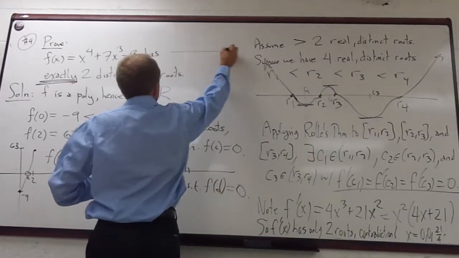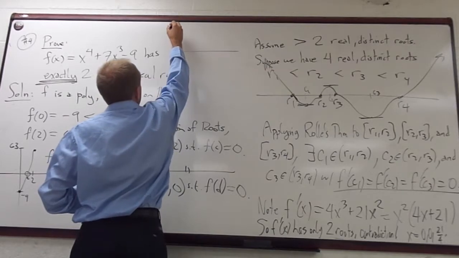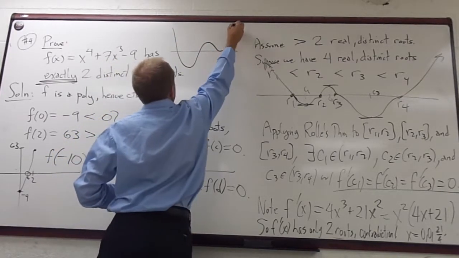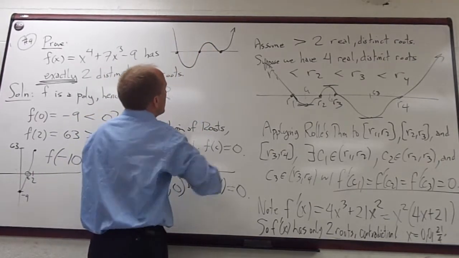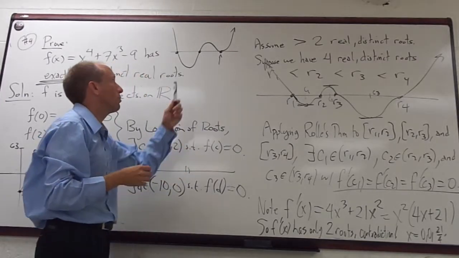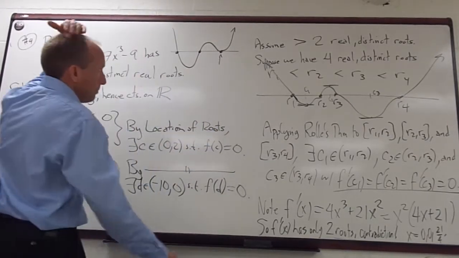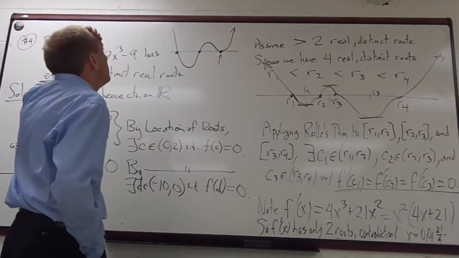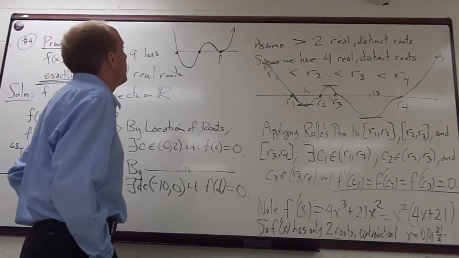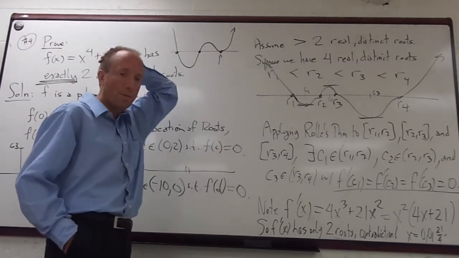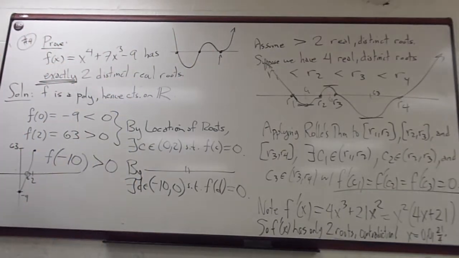So in other words, your graph could look something like this. 1, 2, 3 roots. And this one is a double. That's a root of multiplicity 2 right there. So then I don't have R1, R2, R3, and R4. I have R1, R2, and R3 equaling R4. And they are all real, but one of them came up with multiplicity 2. And if that happened, then I can't create 3 intervals there.